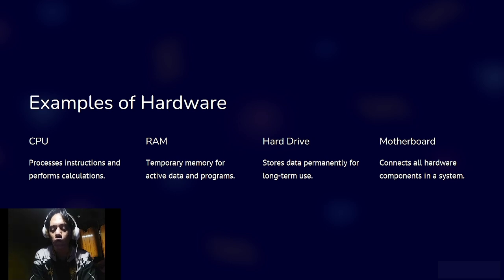Example of hardware. Let's take a closer look at some examples of hardware. The CPU. The CPU is the core component that processes data and performs calculations. RAM, or random access memory, is temporary memory used by the system to keep things running smoothly while you work.